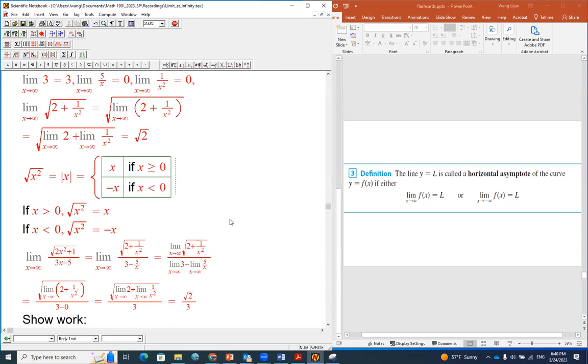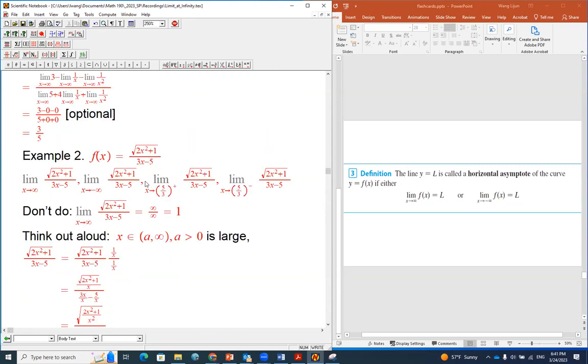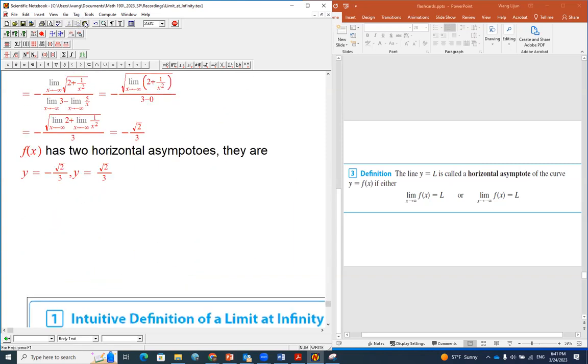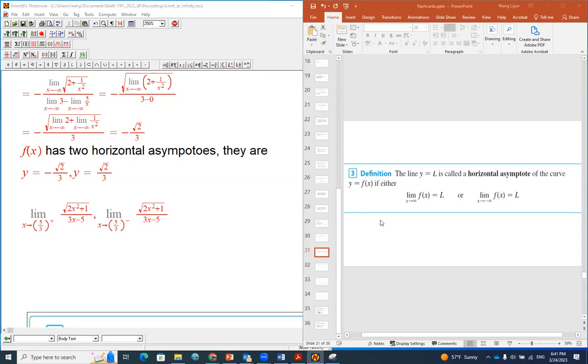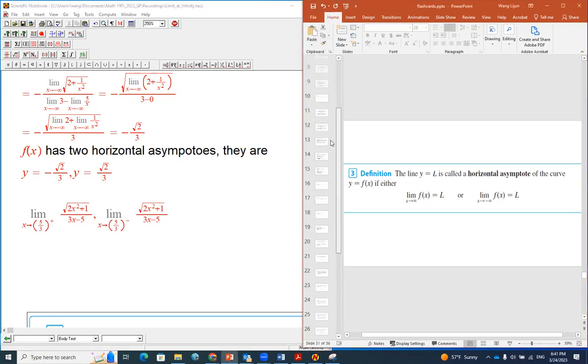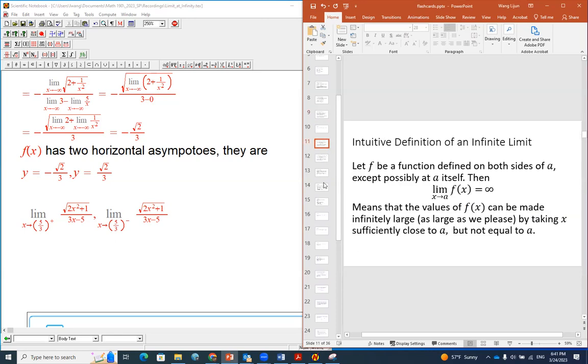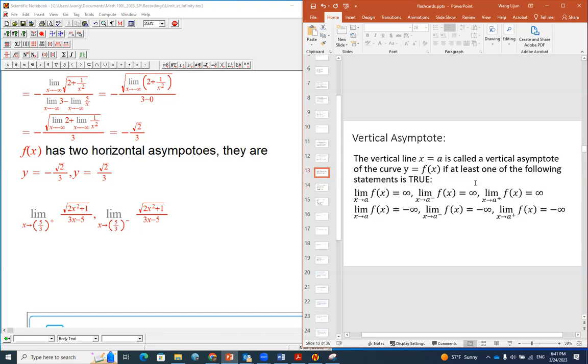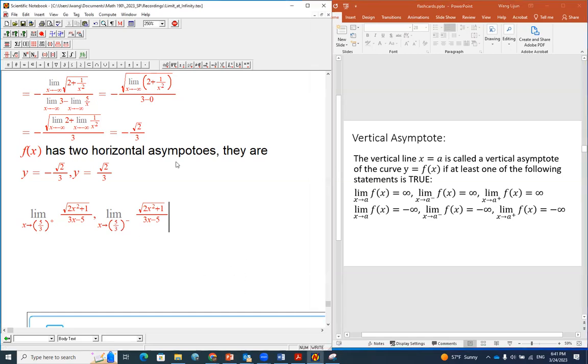So let's look at a vertical asymptote, right? The other two limits. Vertical asymptote is something we have defined before. So I'm going to bring up the definition for vertical asymptote, which is back at the beginning when we introduced limits. Do we have it here? Right here, vertical asymptote. If any one of these is true, then we call that a vertical asymptote, okay? X approaching a from larger, smaller. So here we just look at two limits.